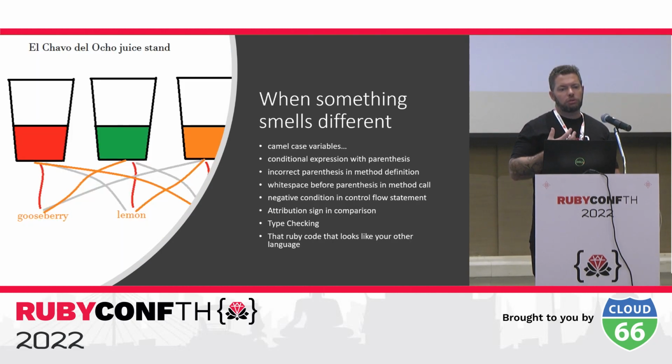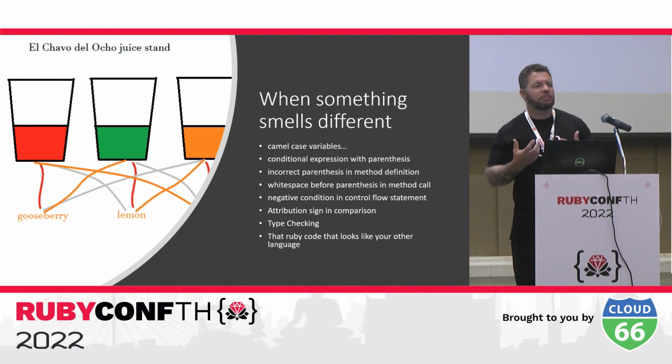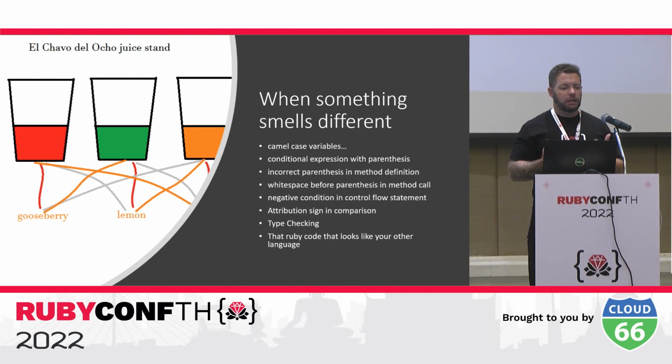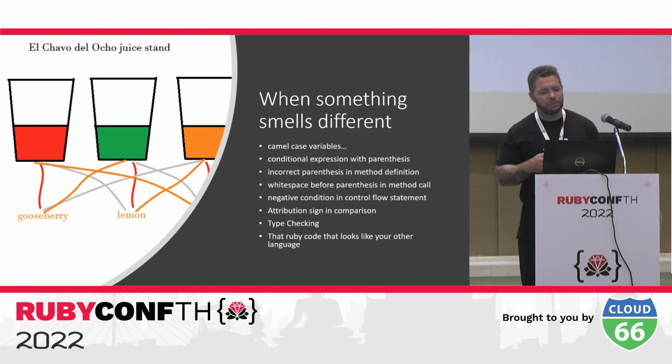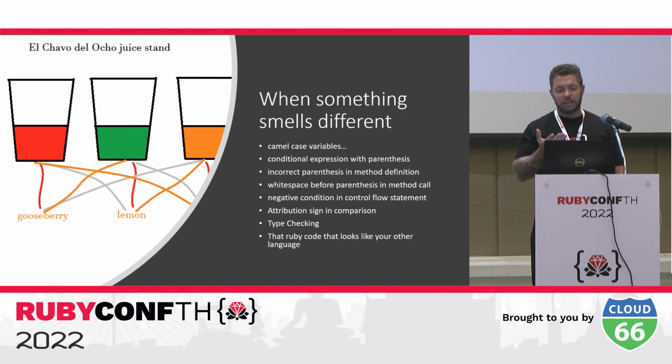There are also a lot of things that just don't feel right. This image is just for Latin Americans, I think. It references a children's show that passed there a few years ago. But the idea is, if you are looking at Ruby code, you don't expect to see camel case variables. You don't expect parentheses in conditional expressions. You expect Ruby code to look like Ruby code.